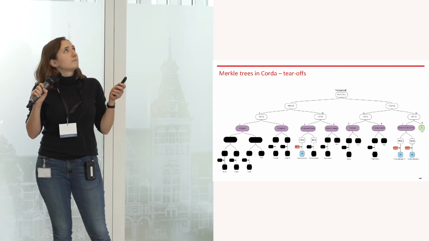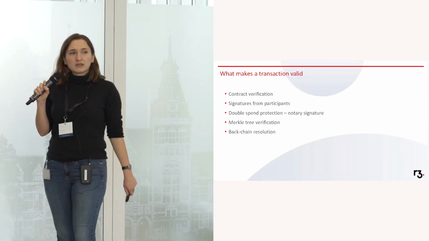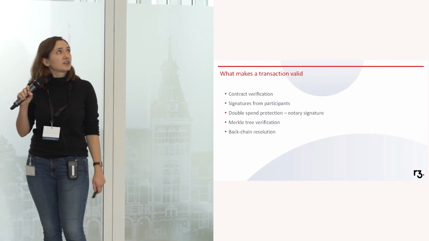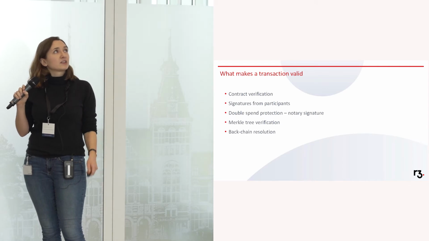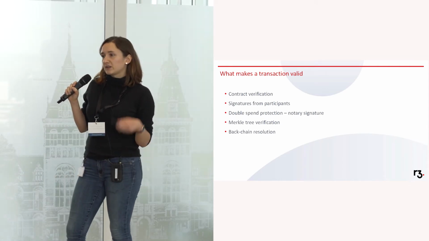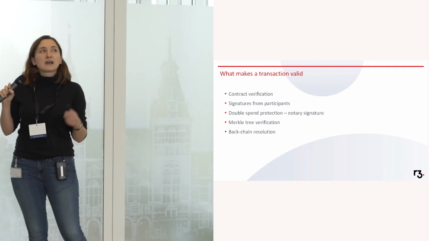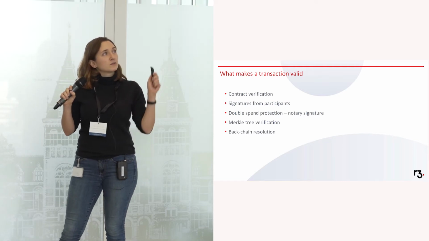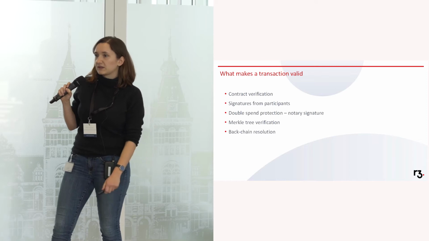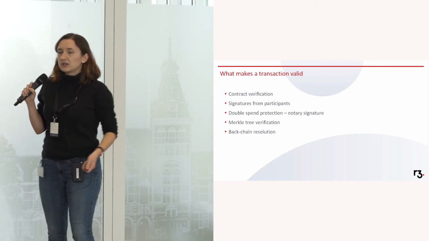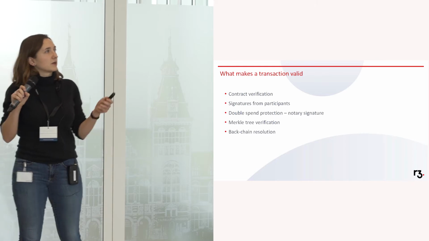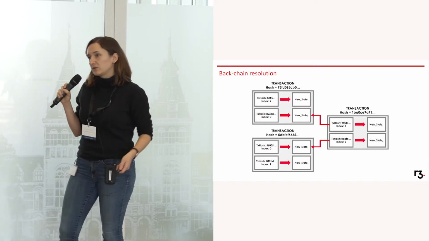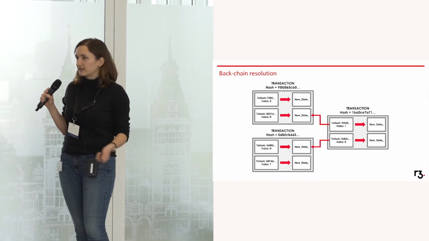And so to recap, what makes the transaction valid on our ledger? So first of all, contract verification. Second of all, we need to have signatures from all the participants in the transaction, right? And then a notary signature. The Merkle tree has to verify, and we need to verify also the backchain, which is another privacy issue in this case, right? So what is the backchain? So when we get the transaction with the cash, we need to check that this cash wasn't created out of thin air, right?